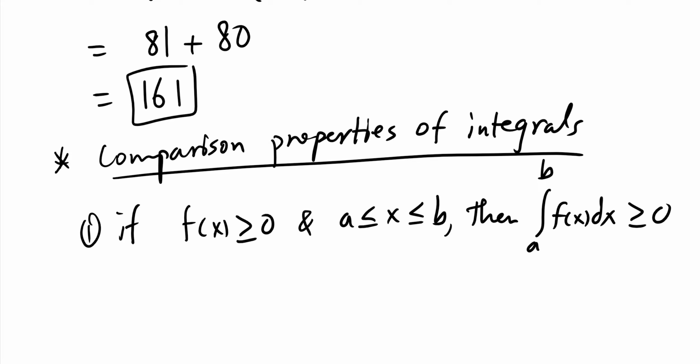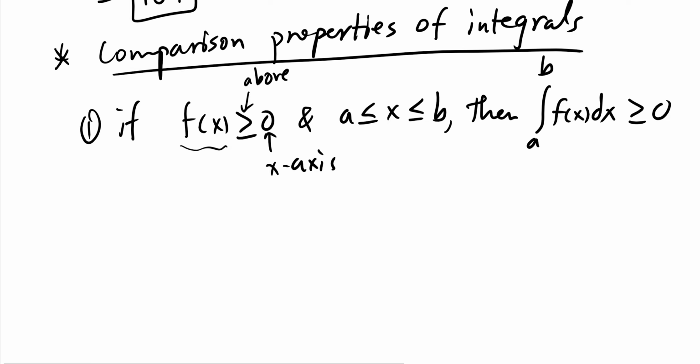So what this is saying, if the graph of the function falls above the x-axis, because 0 means the x-axis, then the area from a to b is going to be either 0 or above, 0 or more. So 0 or positive. That's what this is saying.